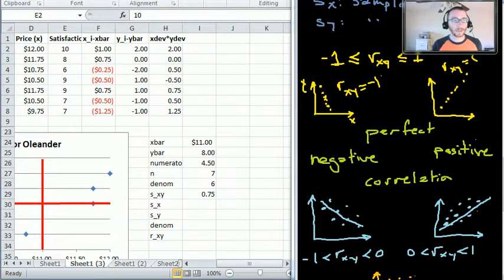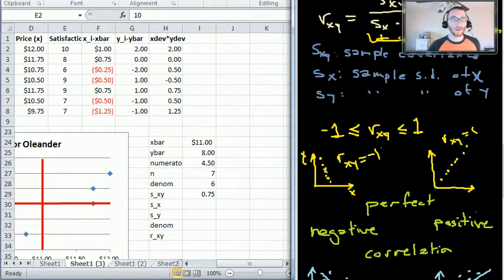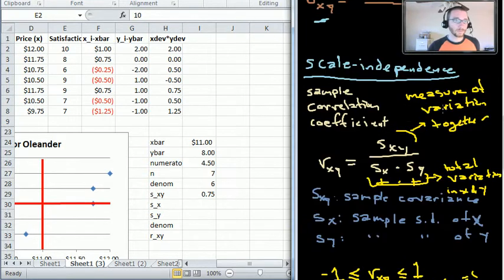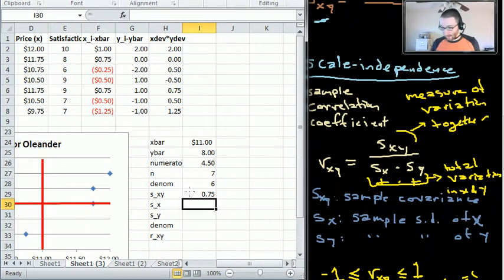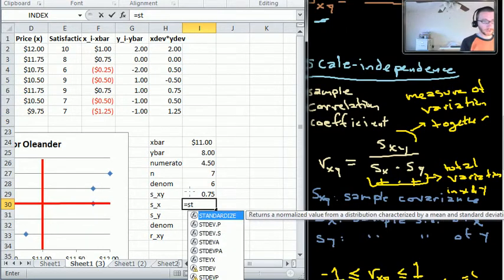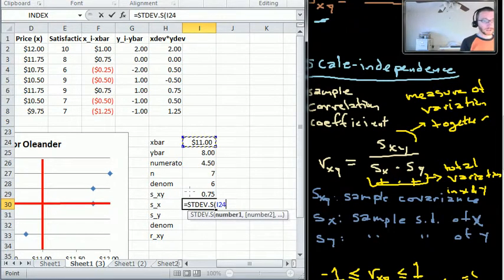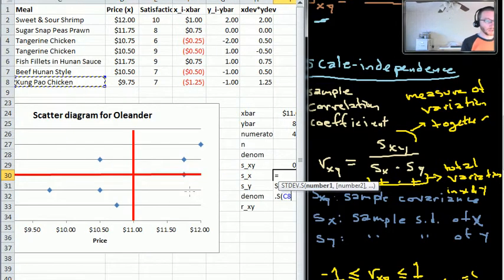Okay, so for our data that we're dealing with, what is our correlation? Let's go back up here to the formula. What is our sample correlation coefficient? Well, in order to calculate that, we need to find our standard deviation. The short way, which I'm going to use because we're running kind of long on this video, is to use the stdev.s formula. That's the sample standard deviation formula.